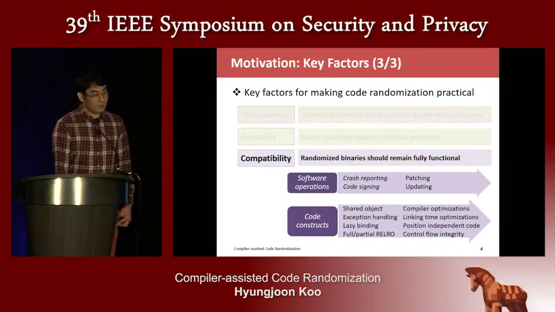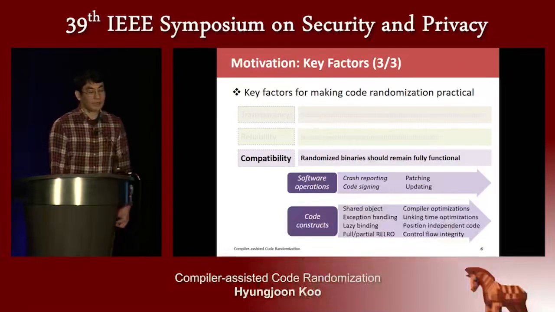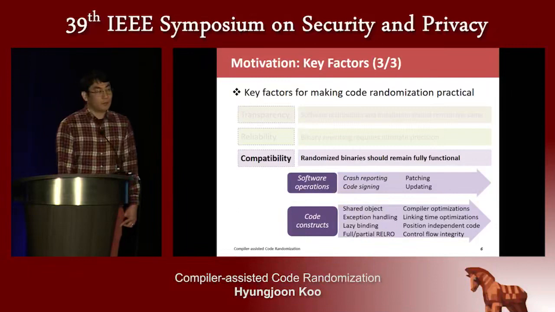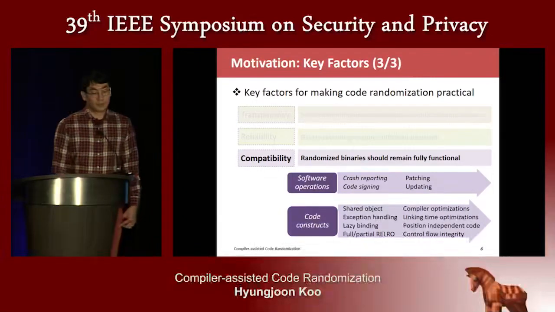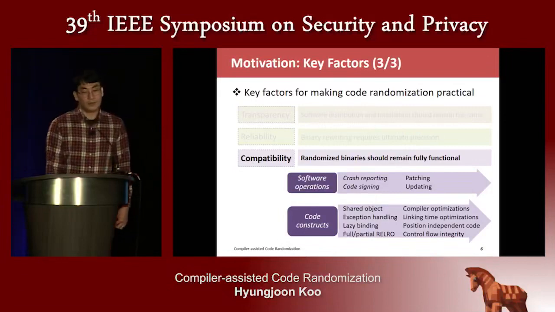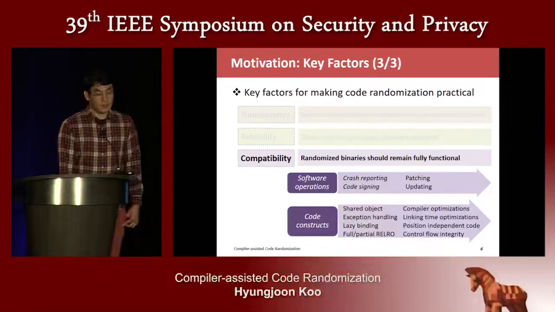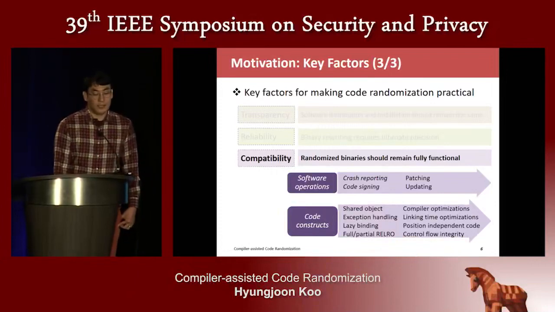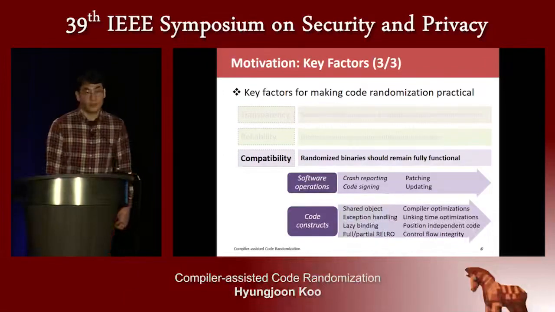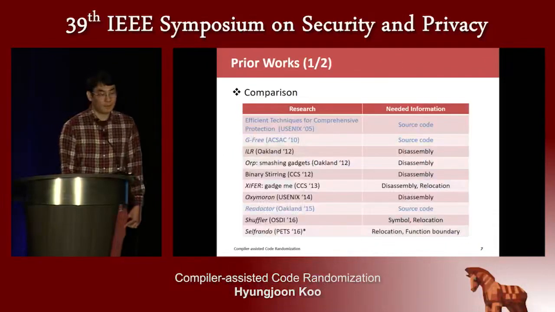The last but not the least factor is compatibility. The randomized binary should be compatible with existing software operations, like crash reporting, code signing, patching, and updating, and also a variety of code constructs that include shared objects, exception handling, compiler optimizations, position-independent code, and so forth.